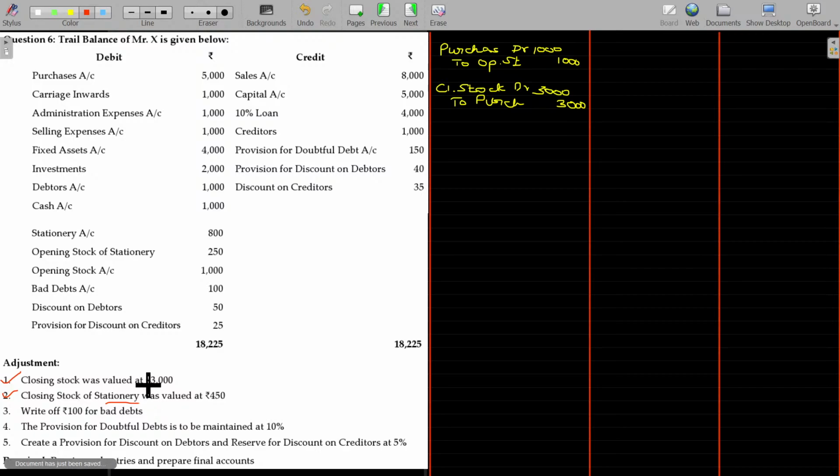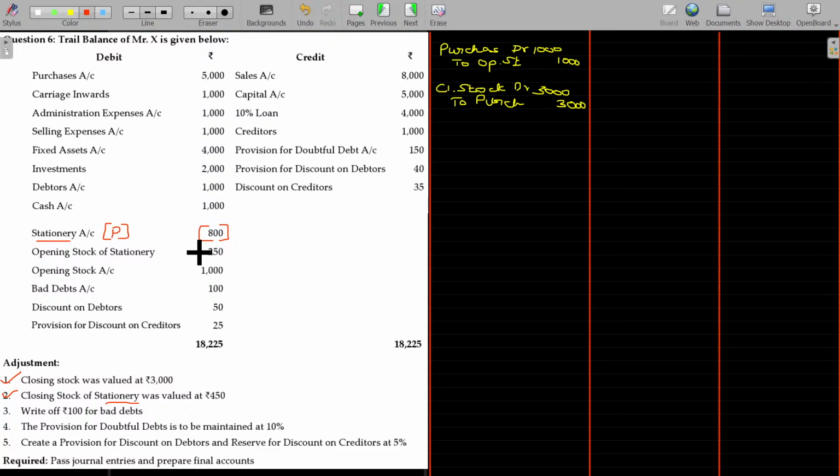Is that okay? The stationery in the trial balance is 800 rupees. What does it mean? This 800 rupees is the purchases. The purchased stationery may not be the expense, right? Because only to the extent of materials consumed will be the expense. So we have to do some additions and deletions with respect to the opening stock as well as closing stock of stationery to find out the expense.